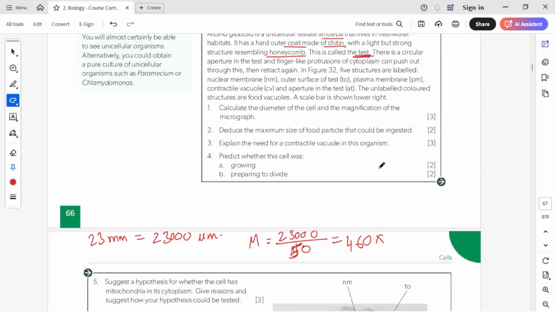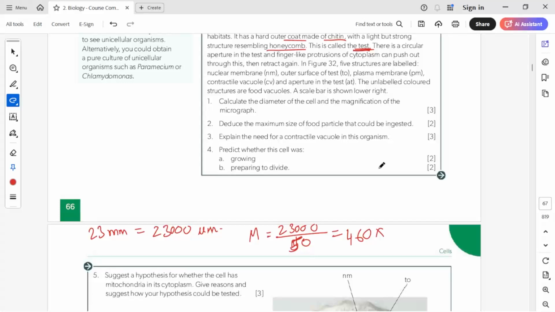The next is explain the need of contractile vacuole in this organism. So to actually control the level of water inside the cell, the contractile vacuole is needed. Just as I explained, the extra amount of water is expelled out from this cell using this contractile vacuole. So whatever extra water has entered inside the cell by the process of osmosis will actually leave the cell by the contractile vacuole. So contractile vacuole will store the water, and if it exceeds a certain limit, it will actually expel the water outside the cell.